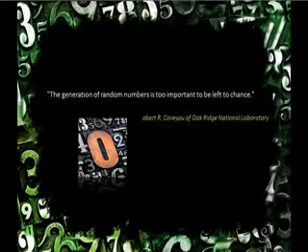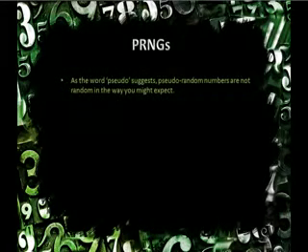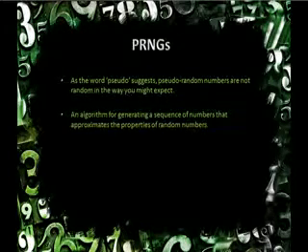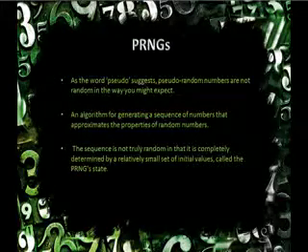Robert R. Coveyu of Oak Ridge National Laboratory once titled an article, "The generation of random numbers is too important to be left to chance." Pseudo-random number generators. As the word pseudo suggests, pseudo-random numbers are not random in the way you might expect, at least not if you are used to dice rolling or lottery tickets. A pseudo-random number generator is an algorithm for generating a sequence of numbers that approximates the properties of random numbers. The sequence is not truly random in that it is completely determined by a relatively small set of initial values called the PRNG state.